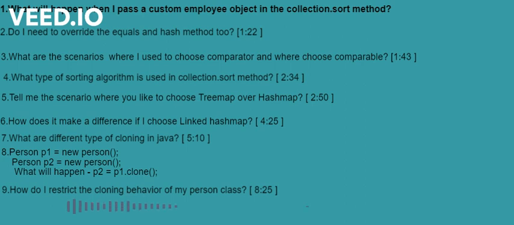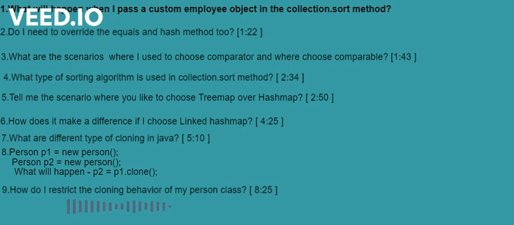Okay, fine. Suppose I have only a Person class, and I am creating an object of Person class like Person P1 equal to new Person. I am also creating another object, Person P2 equal to new Person. Now I am writing the third statement, P2 equal to P1.clone. What will happen? It will just create a shallow copy.